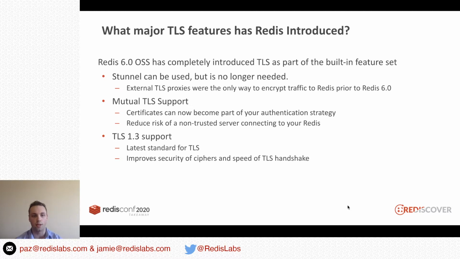Redis also comes with TLS 1.3 support, and this is really exciting. This is the latest standard in the industry, and it improves security by implementing more secure ciphers, and it improves the speed of the TLS handshake by removing a full network hop.